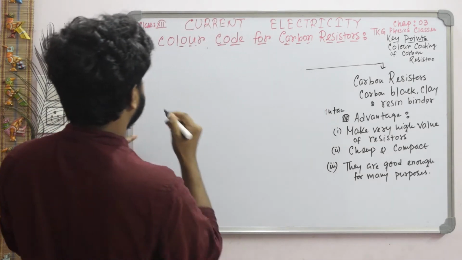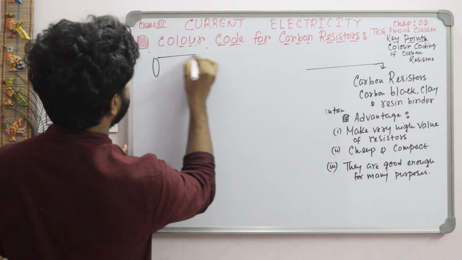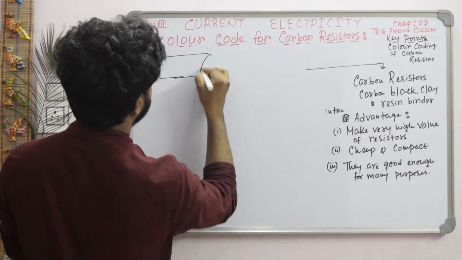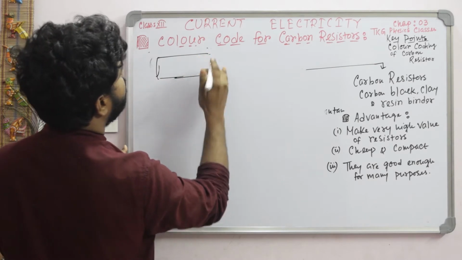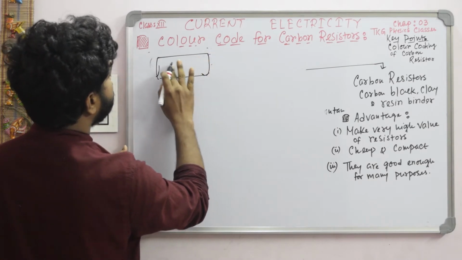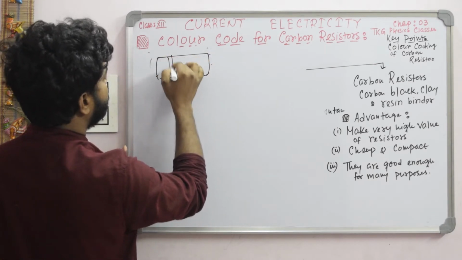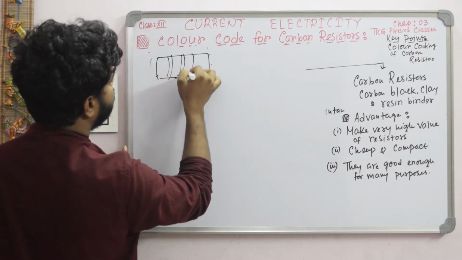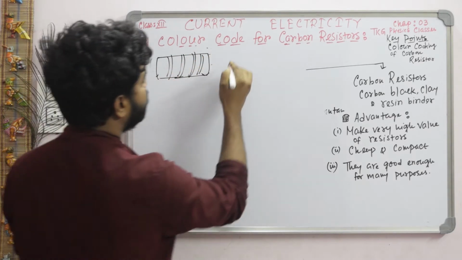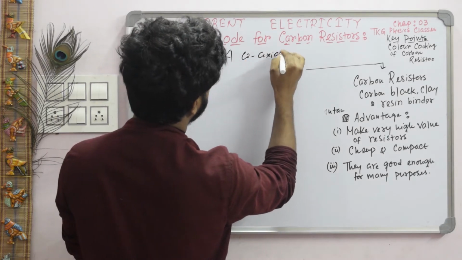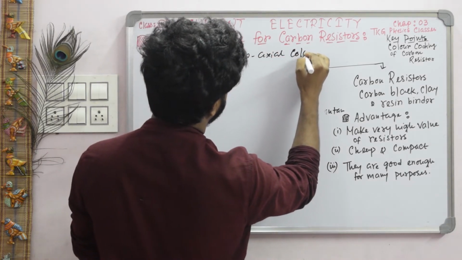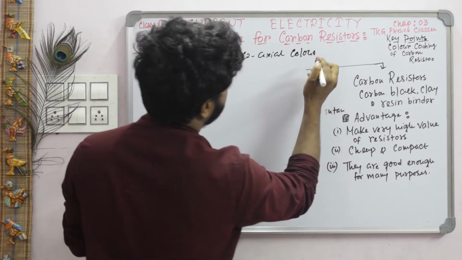Suppose there is a resistor, suppose this one, and in this resistor there are 4 color codes. This one is 1, 2, 3 and 4. There is a 4 color code.